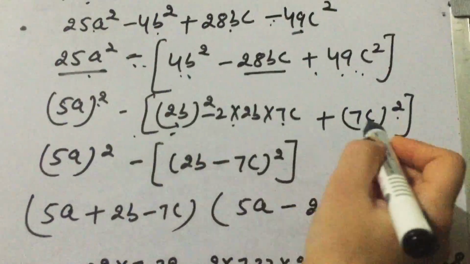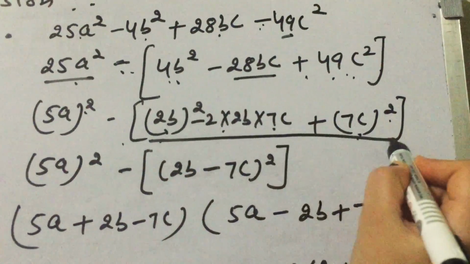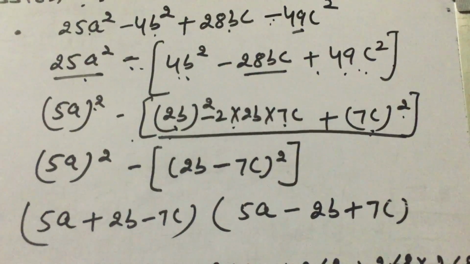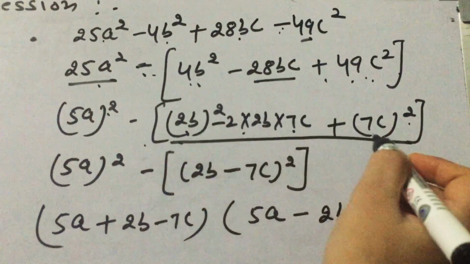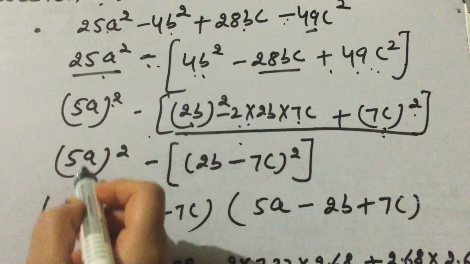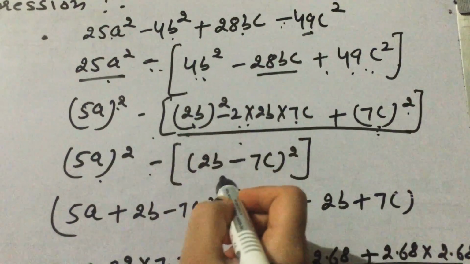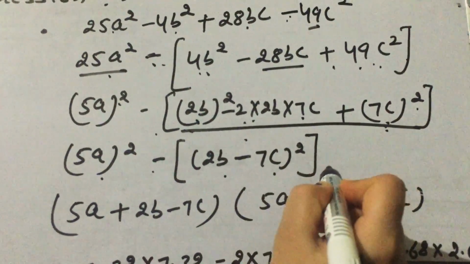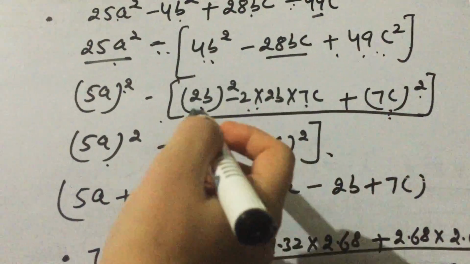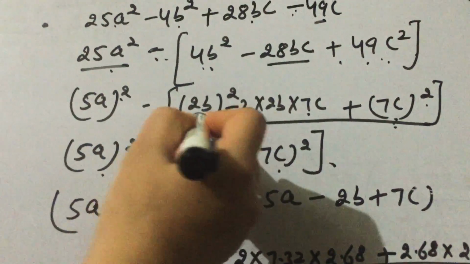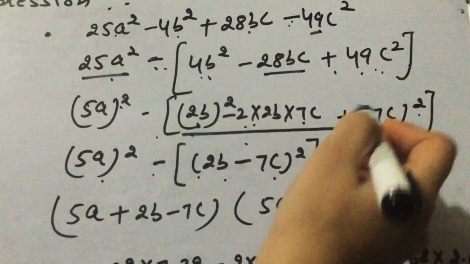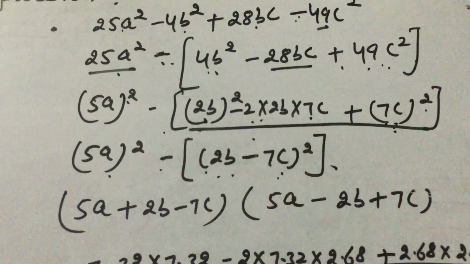So a square plus b square minus 2ab. Here the identity we have applied is a square plus b square minus 2ab. 5a whole square as it is, minus, we can write as 2b minus 7c whole square. A minus b whole square. In the place of a we have 2b, in the place of b we have 7c. 2b minus 7c whole square.